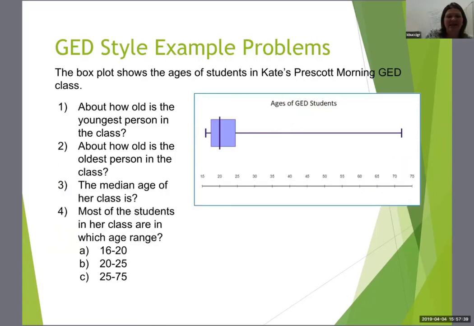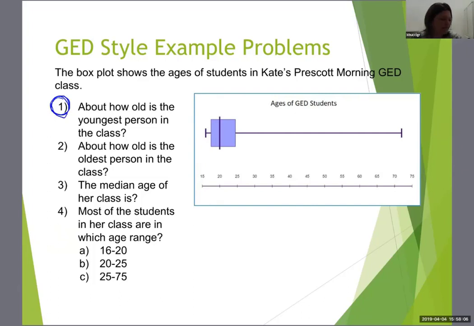This one says, the box plot shows the ages of students in Kate's Prescott Morning GED class. First question, again, the GED is an interpretation test. It's not like a make a few graphs kind of test. So let's interpret what we're looking at. Number one says, about how old is the youngest person in the class?